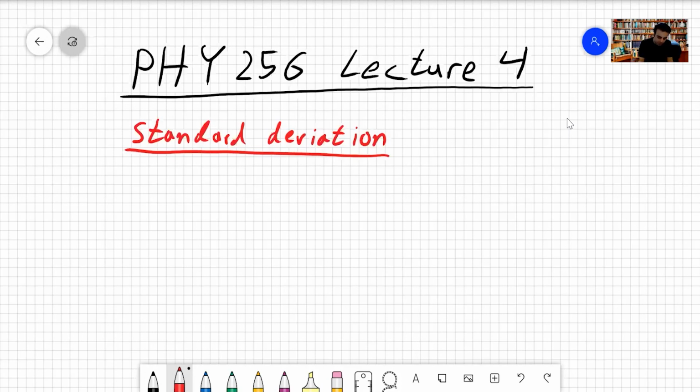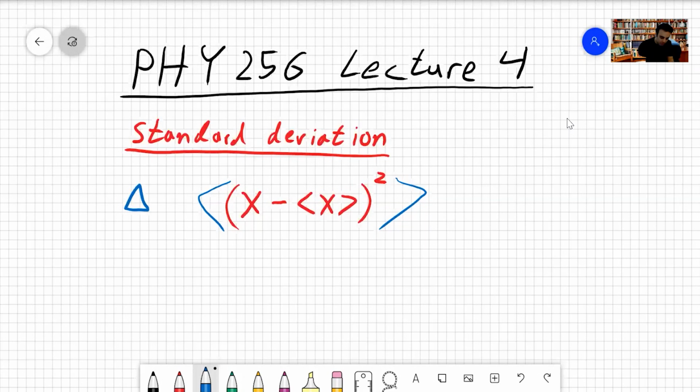So it's the value of the random variable minus the expected value of the random variable, squared. So we take the expected value of this whole thing, and then we define the standard deviation, delta x, to be the square root of all of this.